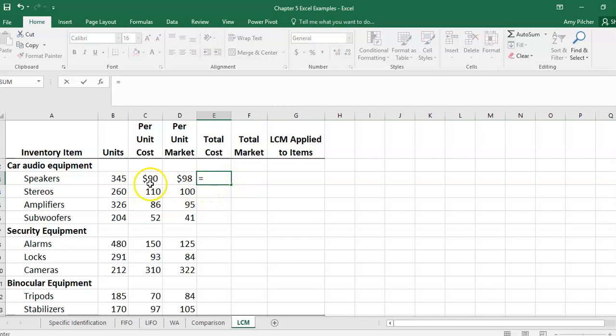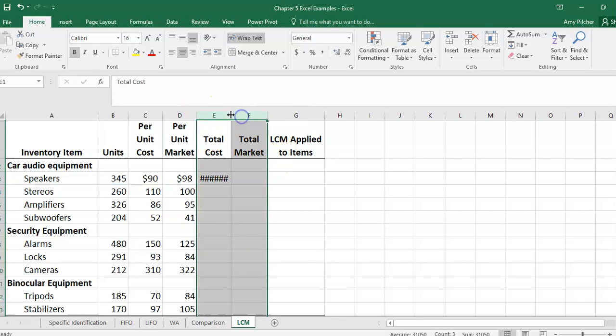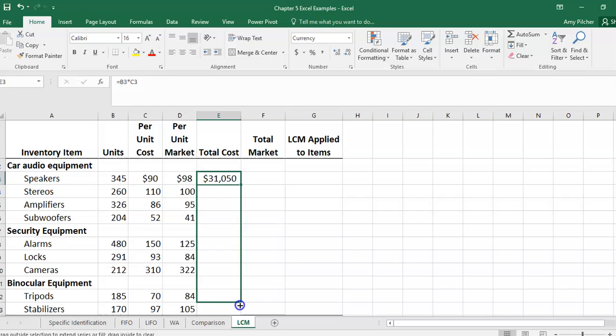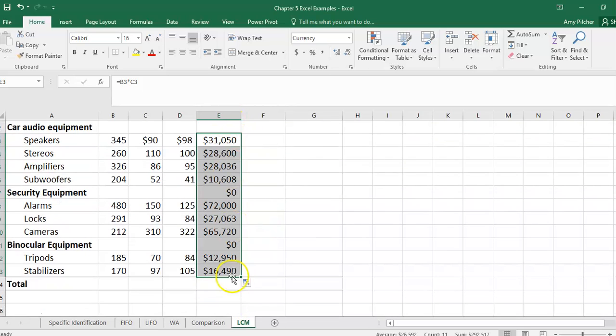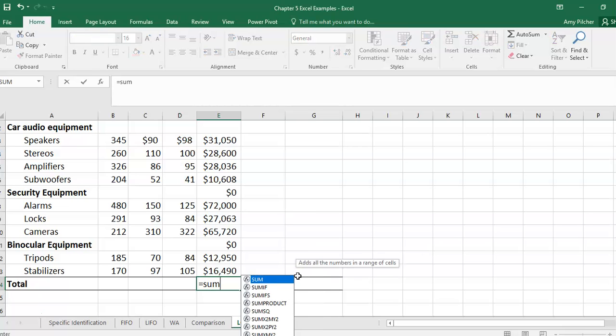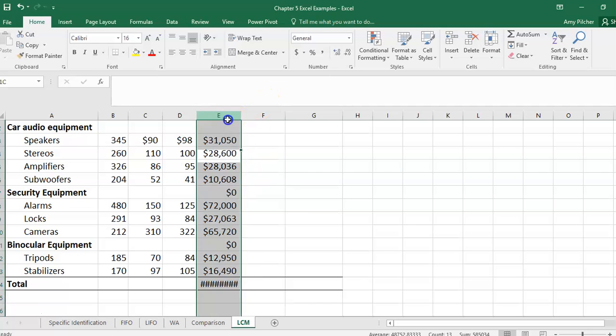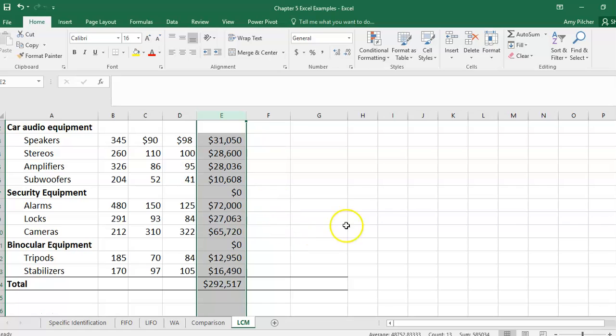So you would take the total units times the unit cost. If we select the corner, we can carry that formula down, and then we can sum this entire column, and that is the current carrying cost of all of our inventory.